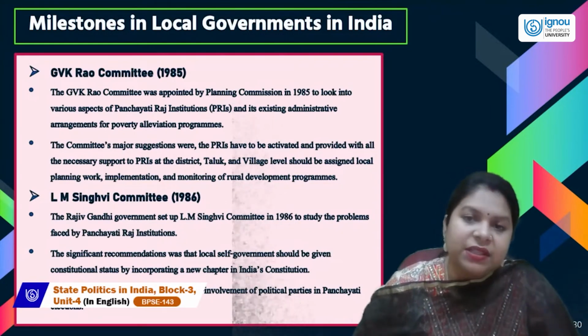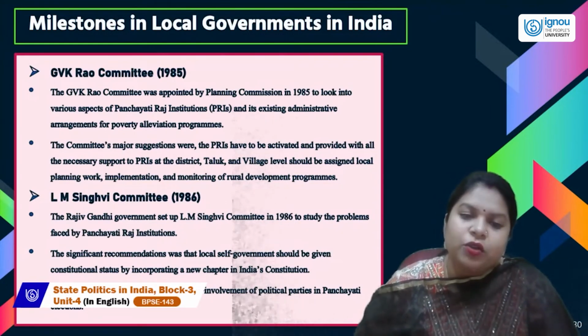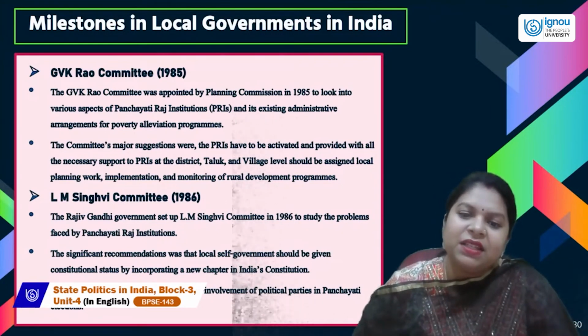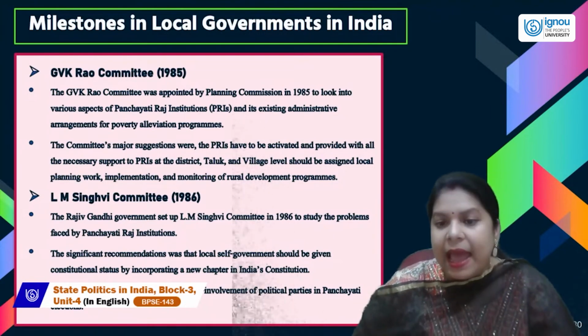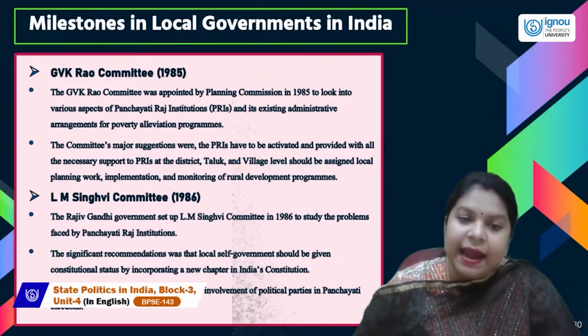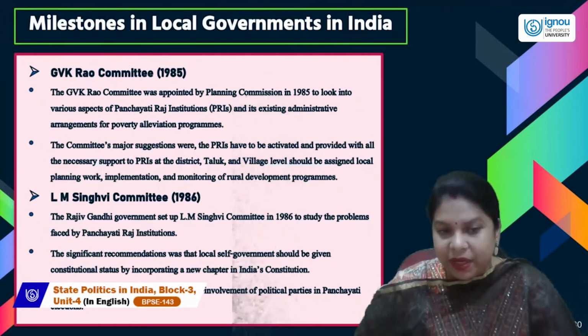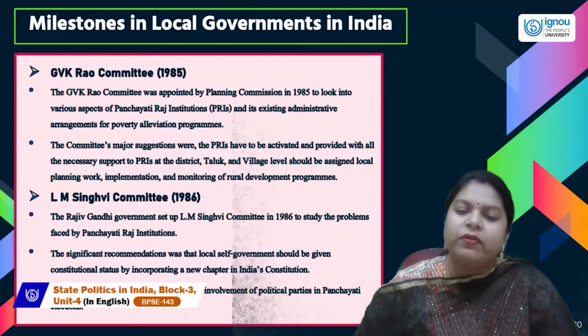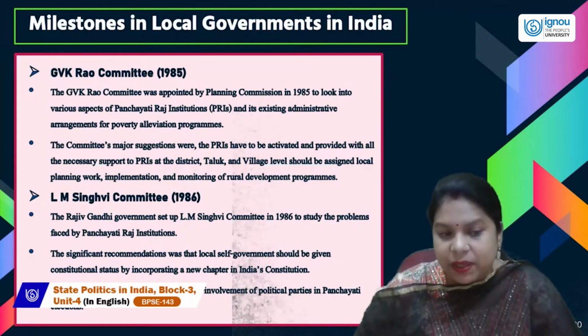So, what are the major suggestions by this committee? The Panchayati Raj institutions have to be activated and provided with all the necessary support. The Panchayati Raj institutions at the district, taluk and village level should be assigned local planning work, implementation and monitoring of the rural development programs.